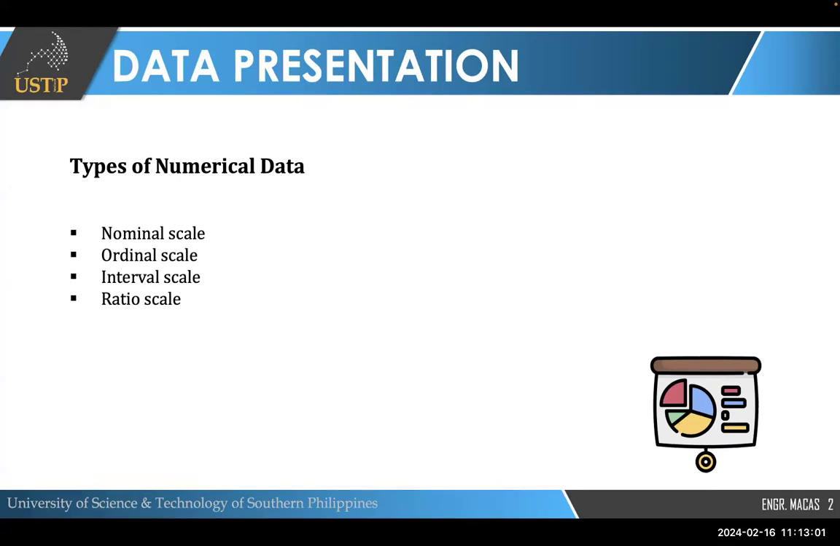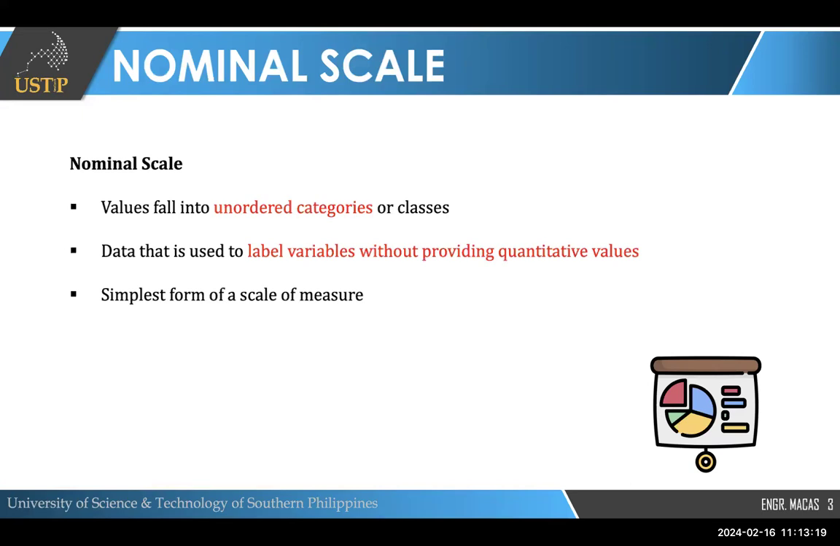So there are types of numerical data. First is the nominal scale. Second is ordinal scale, interval scale, and then ratio scale. These are the four types of numerical data. So dapat kabalo ka mo categorize unsa nga data imong gigather. Okay, so let's first discuss nominal scale.